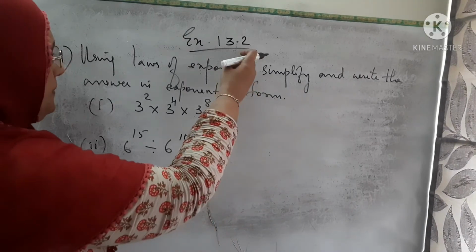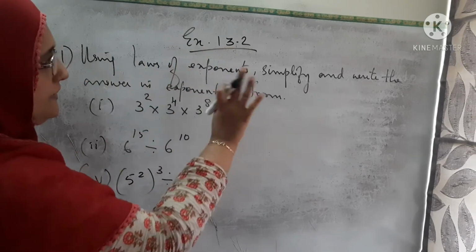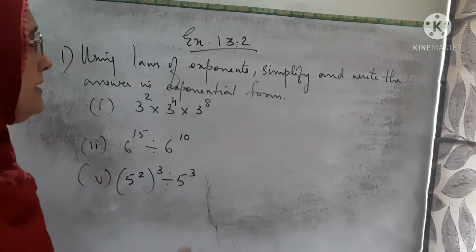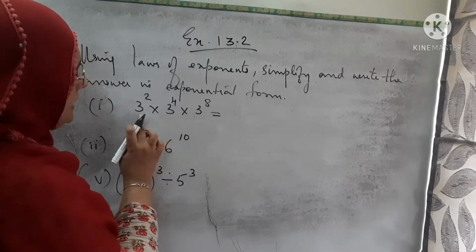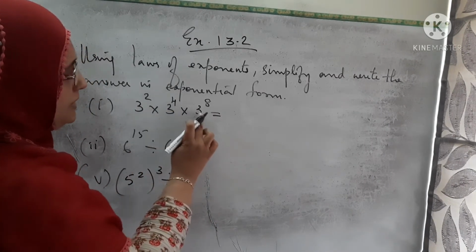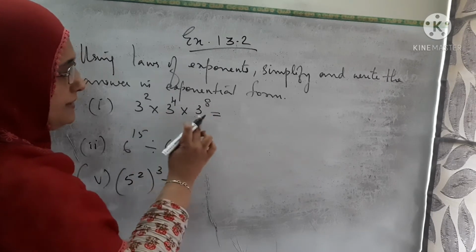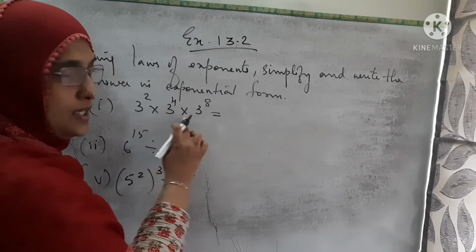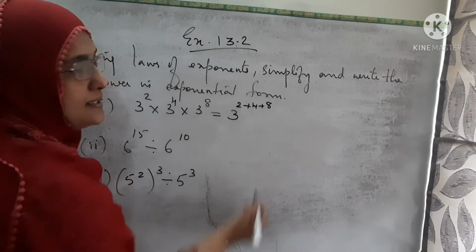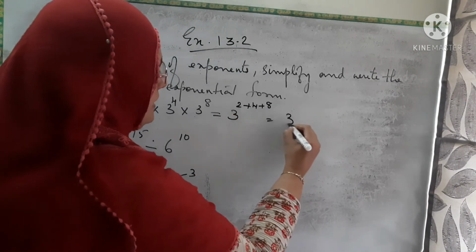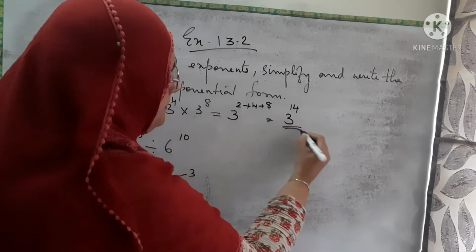Now exercise 13.2, first question. Using the laws of exponents, simplify and write the answer in the exponential form. See the first one: 3 raised to 2 into 3 raised to 4 into 3 raised to 8. Here all the bases are same, and multiplication means we have to add. So the answer will be 3 raised to 2 plus 4 plus 8. So it is 3 raised to 14.